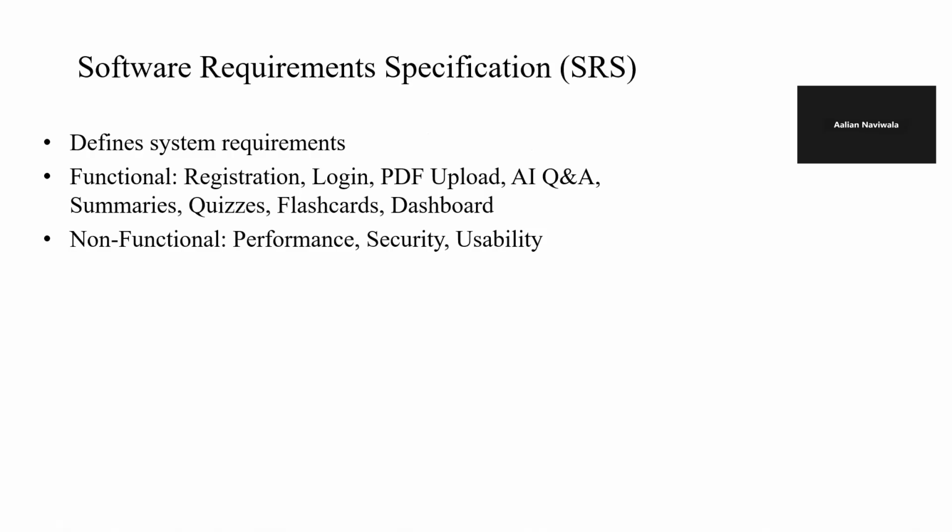The software requirement specification, or SRS, defines what the system is expected to do. It defines both the functional and non-functional requirements of the application. Some of the major functional requirements include user registration and login, uploading PDF documents, asking AI questions, generating summaries, creating quizzes and flashcards, and viewing progress through a dashboard. The SRS also defines several non-functional requirements, including performance, security, and usability. These requirements ensure that the application is responsive, protects user information, and provides an easy-to-use interface.